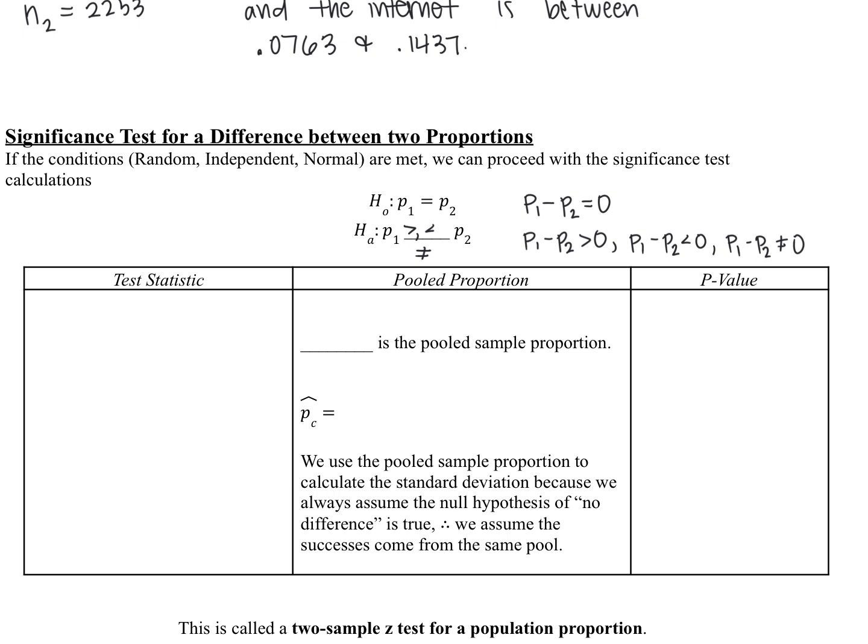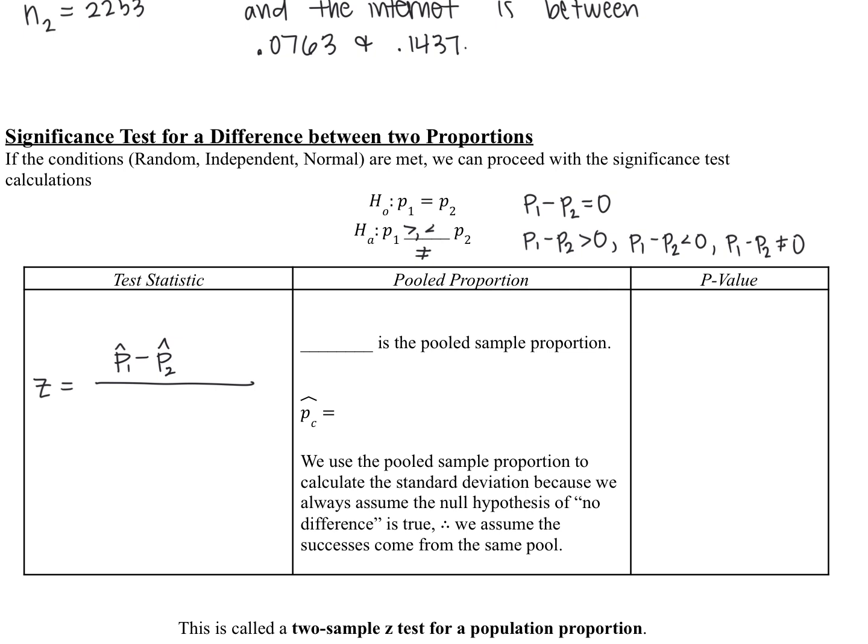So our test statistic is calculated a little bit differently for the standard deviation than it is for a single proportion. Our numerator is going to be P1 hat minus P2 hat. We don't actually have to subtract our null hypothesis like we did for a single proportion. And that's because our hypothesized difference is always 0 for a difference in proportion. So our numerator is just P1 hat minus P2 hat.